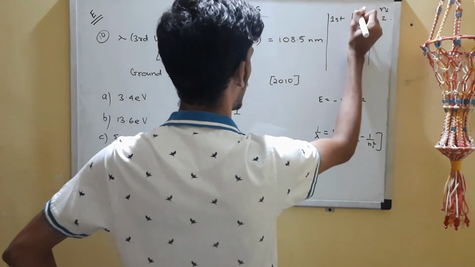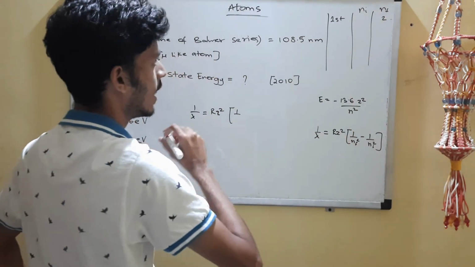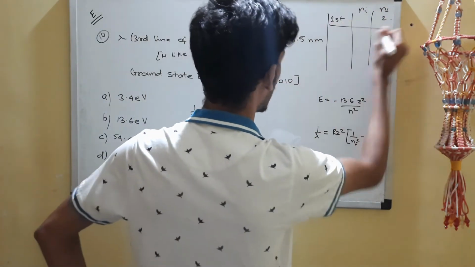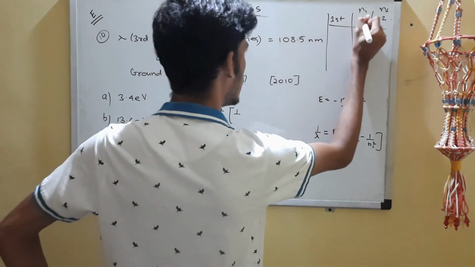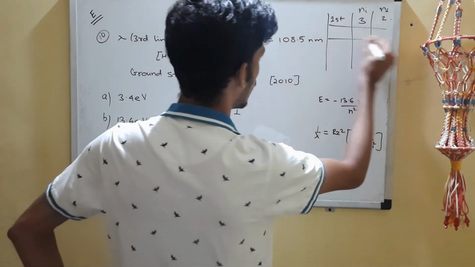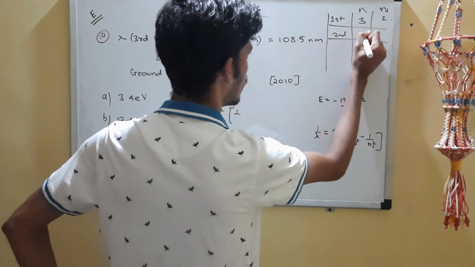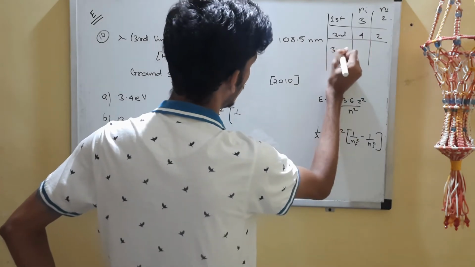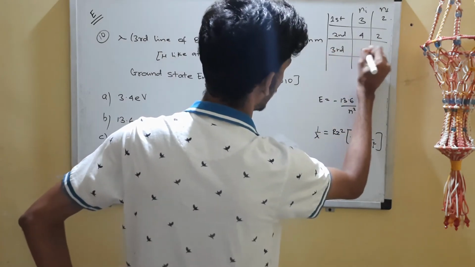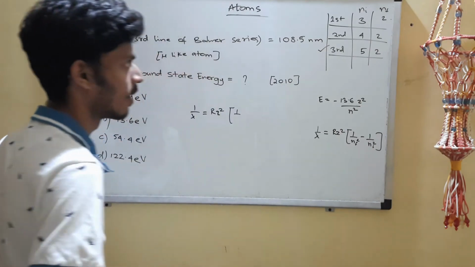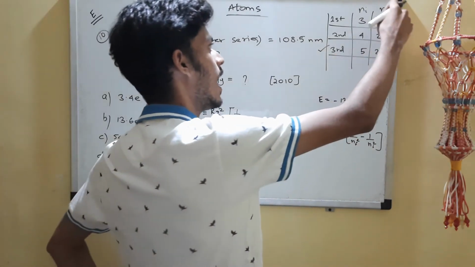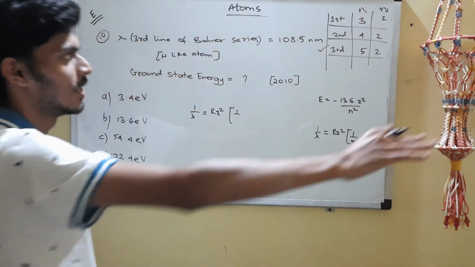Okay, this is constant for the Balmer series. So n initial, you can see the first transition is from 3 to 2, right? That is the most basic one. The second one can be from 4 to 2. The third one will be from 5 to 2, right? So this is the one that we are talking about. So n initial is 5 and n final is 2. And n final is always 2 for the Balmer series.